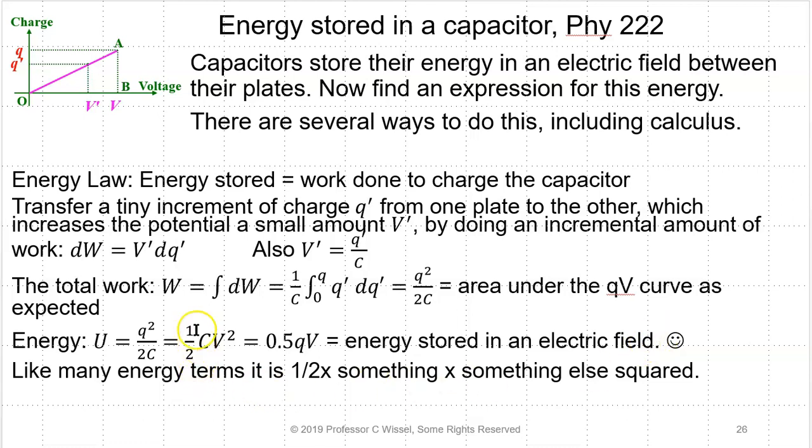Now, notice this. 1/2 times a constant times a variable squared. Remember 1/2 mv squared for kinetic energy? Whenever you see a 1/2 times a constant times a variable squared, it's probably an energy term. So when you see something like this, your brain should automatically click on something and say energy. It isn't always true, but most of the time it is.